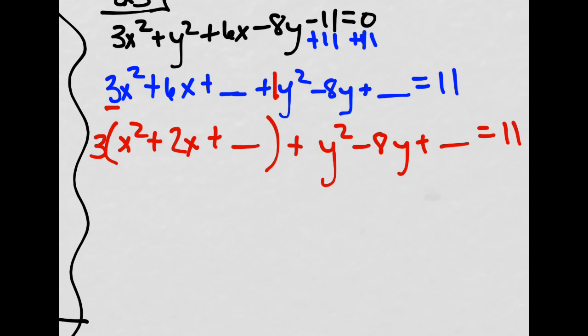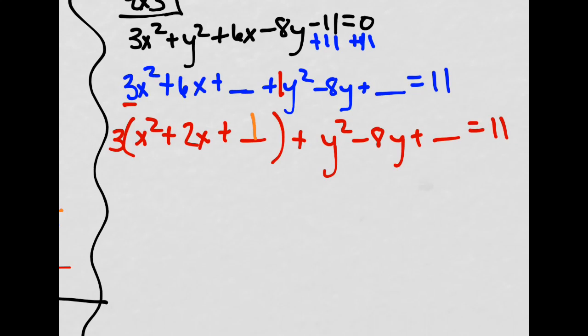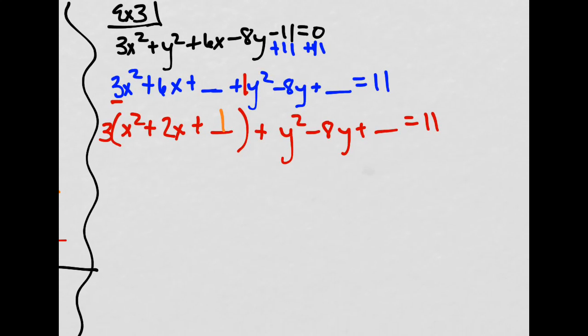Half of 2 is 1. 1 squared is 1. So 1 goes in that blank. But what are we going to add to the other side? We're not going to add 1 because we have to distribute this 3 to it. So it's 3 times 1. So we're going to add 3 to this side. Then half of 8 is 4. 4 squared is 16. And then since I didn't factor anything out, I just add the 16 to this side.